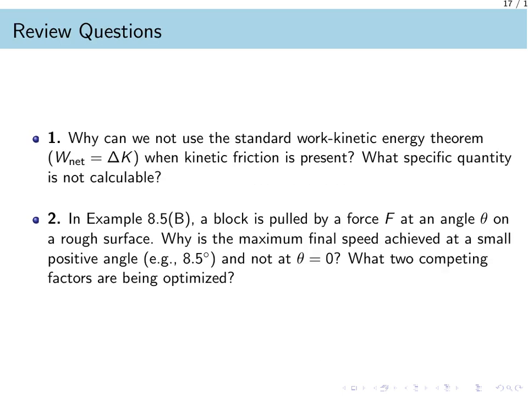To conclude, let us review with two questions. First, why can we not use the standard work kinetic energy theorem, W net equals delta K, when kinetic friction is present? What specific quantity did we determine is not calculable? Second, recall example 8.5 part B, where a block was pulled by a force at an angle. Why is the maximum final speed achieved at a small positive angle, such as 8.5 degrees, and not at an angle of 0 degrees? What two competing factors are being optimized in this situation?